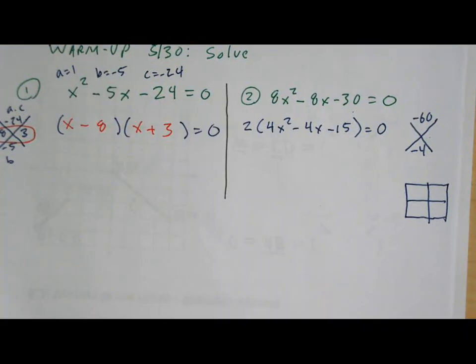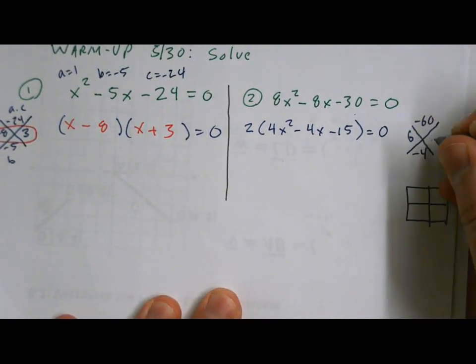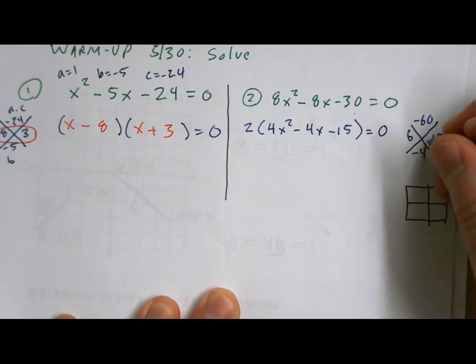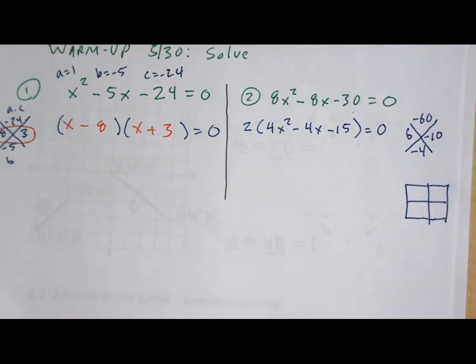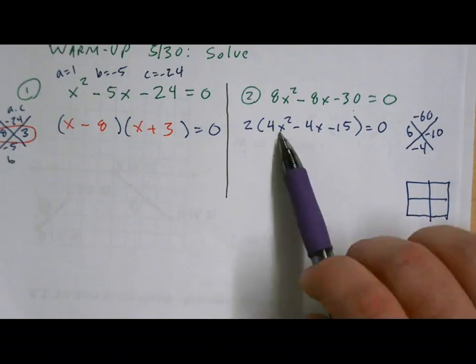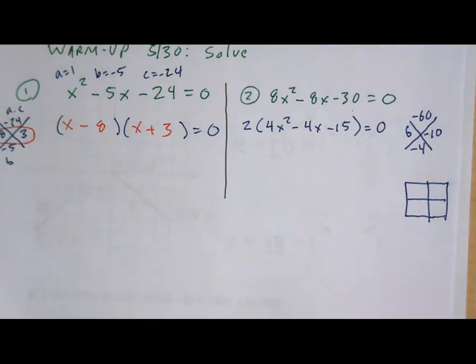Looking for two numbers that multiply to negative 60, add up to negative 4. 6 and 10 should work if we make the right one negative. Which one should be negative, the 6 or the 10? We need them to add up to negative 4, so we want the bigger one to be negative. So the 10 will be negative. Now, if a was 1, we would stop here, and those would be our factors, x plus 6 and x minus 10. But a is not 1, so we have to go on and do the box now.